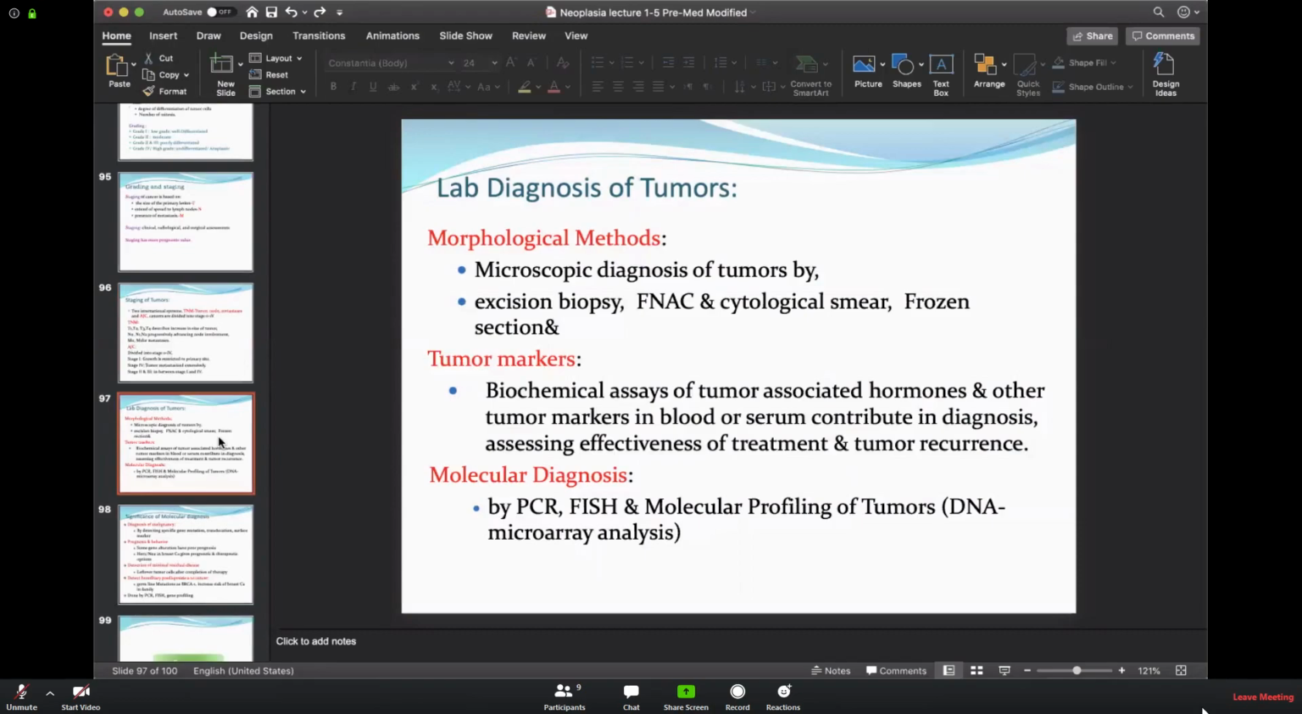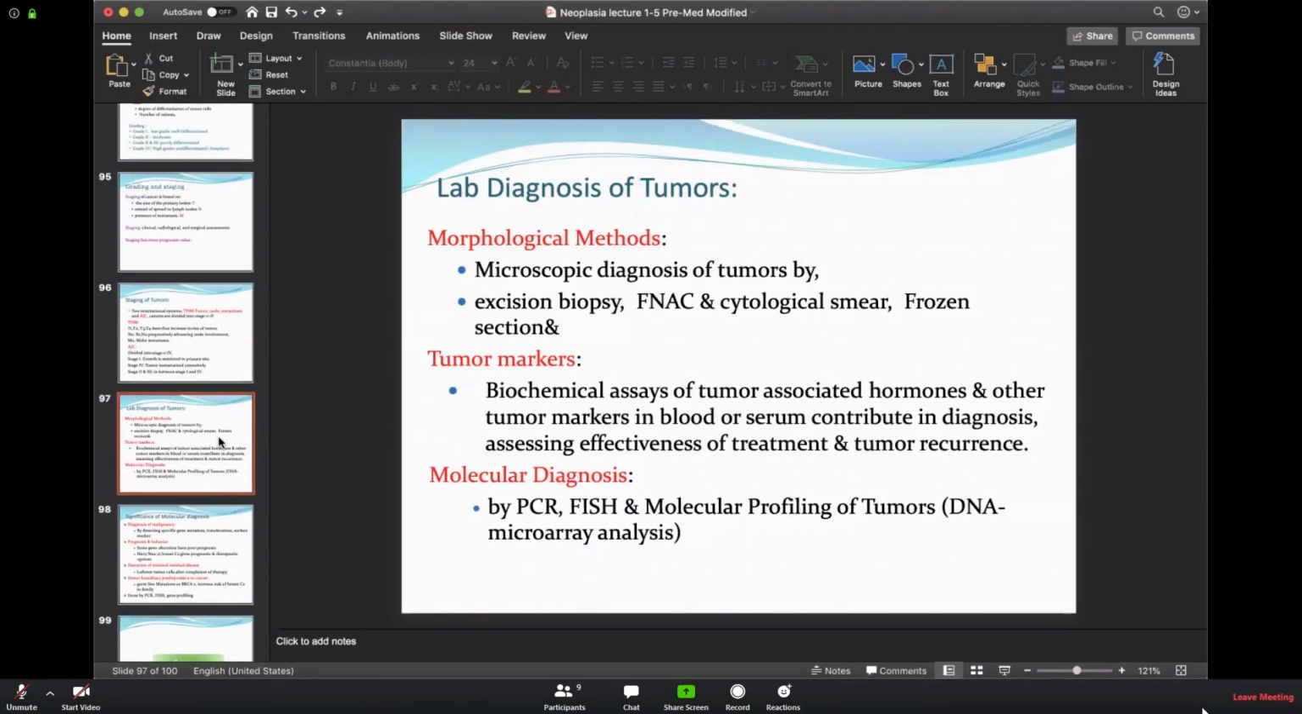So for laboratory diagnosis of tumor, we use different methods. We use morphological methods by looking at biopsies, fine needle aspiration, cytological smear, or frozen section. So the tissue is obtained from the tumor and it's examined by the pathologist under the microscope, and then a report is issued. Or we use tumor markers, in which we do biochemical assay of tumor-associated proteins and hormones in the blood or serum.